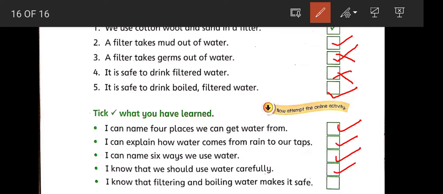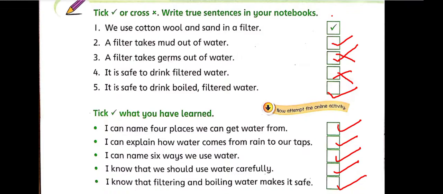You all can also tick them, because I know that you all are very intelligent and you have done all these things. So now here our lesson is about to finish.